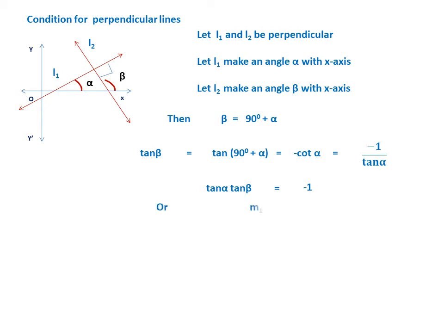Now, what is tan alpha? Tan alpha is m1 and tan beta is m2. Therefore, m1 into m2 is minus 1, where m1 is the slope of the first line, m2 is the slope of the second line. So, thus, if two lines are perpendicular, then the condition is m1 into m2 equal to minus 1. This you should remember. So, the first one is the condition for parallel lines, that is m1 equal to m2. And the second one is the condition for perpendicular lines, that is m1 into m2 equal to minus 1, where m1 is the slope of the first line, m2 is the slope of the second line.